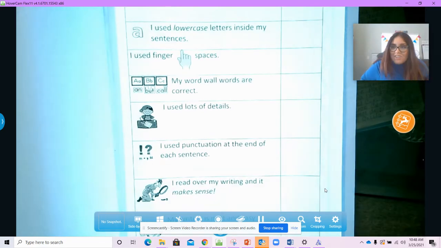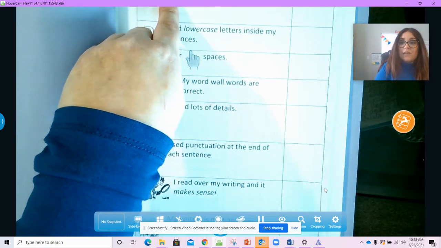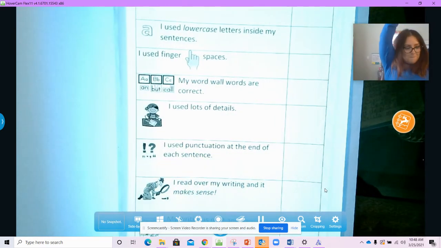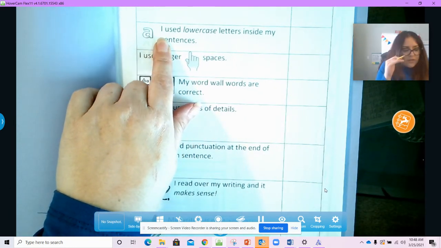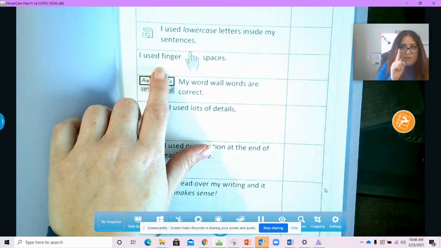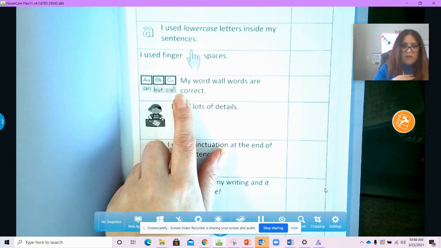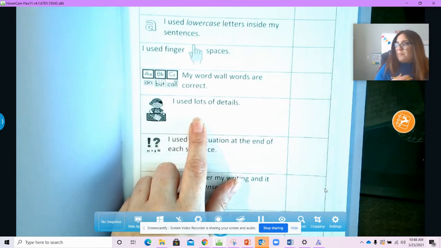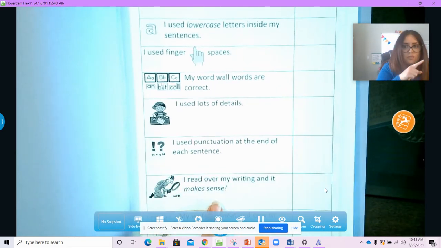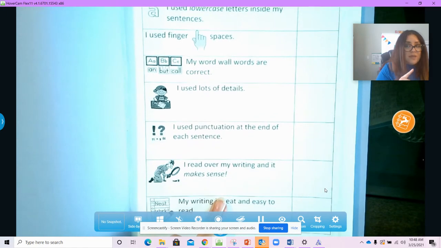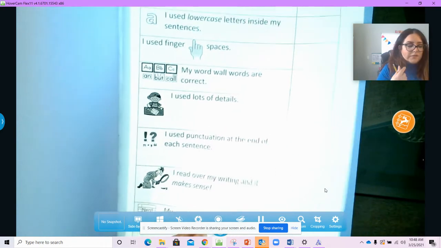Remember, in the front we have a checklist. These are all the things that we need to do when we're writing. We need to make sure that our sentences start with a capital letter. We need to make sure that inside of our sentences we use lowercase letters. We leave finger space between our words, we use our heart words correctly, and we use information details. Don't forget your punctuation at the end. Read over your writing to make sure that it makes sense and that you didn't make any mistakes. And make sure that your writing is nice and neat so that I can read it.